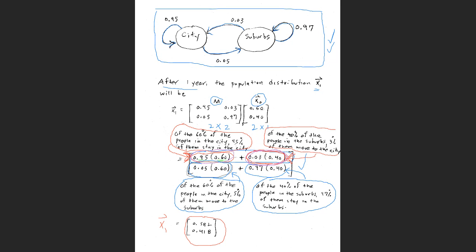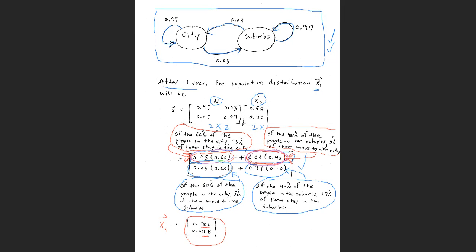So therefore, after a year, we started out with 60% of people living in the city, 40% of the population living in the suburbs. And now what's happening? After a year, we have 58.2% of the population living in the city and 41.8% of the population living in the suburbs.